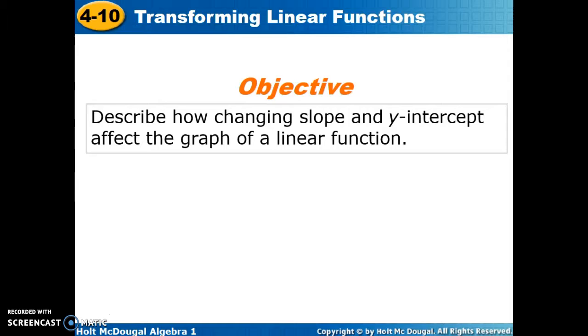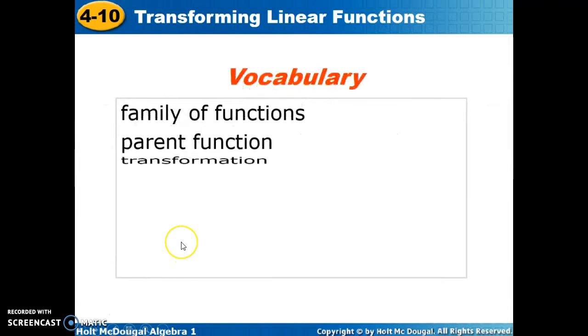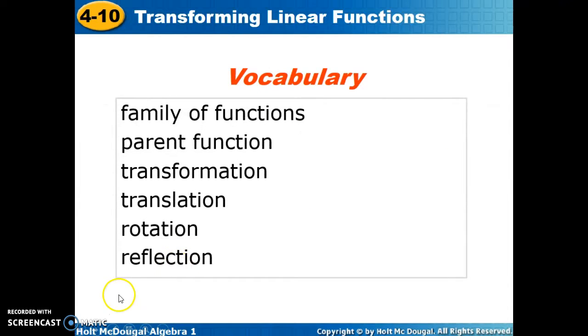We're going to talk about family of functions and our parent function. And because we're talking about linear, our parent function, our mother function, is simply y equals x. Transformations, this is our objective: describe how changing slope and y-intercept affect the graph of a linear function. These are the two transformations that we're going to talk about, a slope change and a y-intercept change. So get these vocabulary terms down and then we'll proceed.